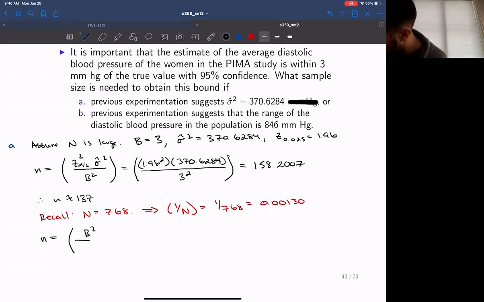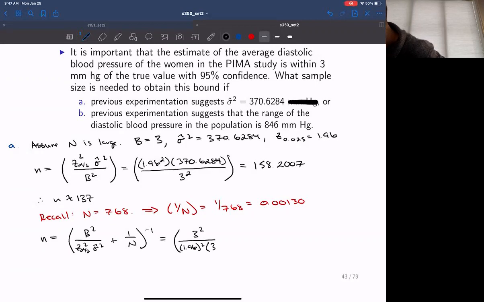b squared over z alpha over 2 squared multiplied by sigma hat squared plus 1 over capital N, inverse. All right, so this would have been 3 squared over 1.96 squared, 370.6284.